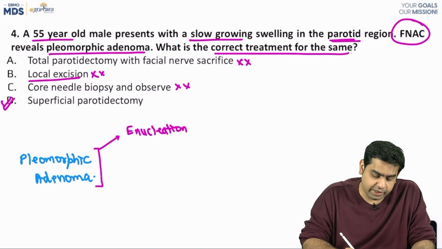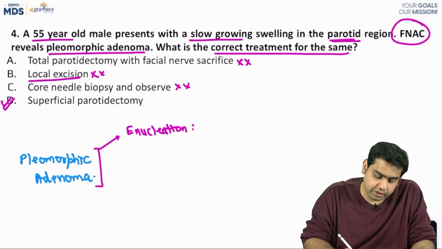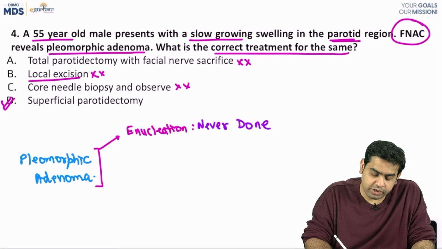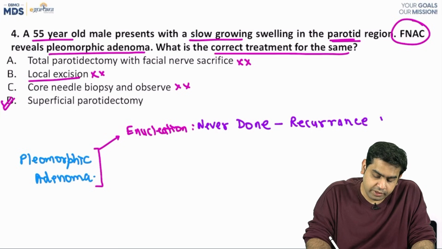Enucleation is never done. Okay, it is never done. Why is it never done? Because it can lead to recurrence.